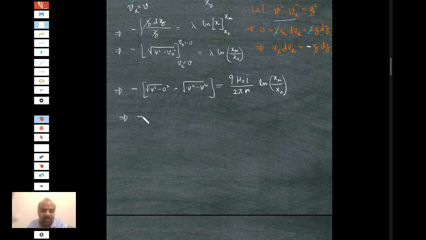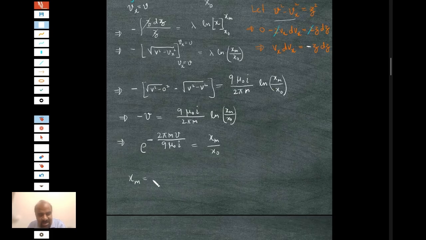So here this is nothing but v minus v, because you see this will become 0, is equal to this. Should I write it again? q mu naught I by 2 pi m ln xm by x naught. Now move it on this side and get rid of ln, so you'll get e to the power minus 2 pi mv divided by q mu naught I is equal to xm by x naught. So from here you get xm as x naught e to the power minus 2 pi mv divided by q mu naught I. This is your final answer. This is the minimum separation between the charge and the wire.